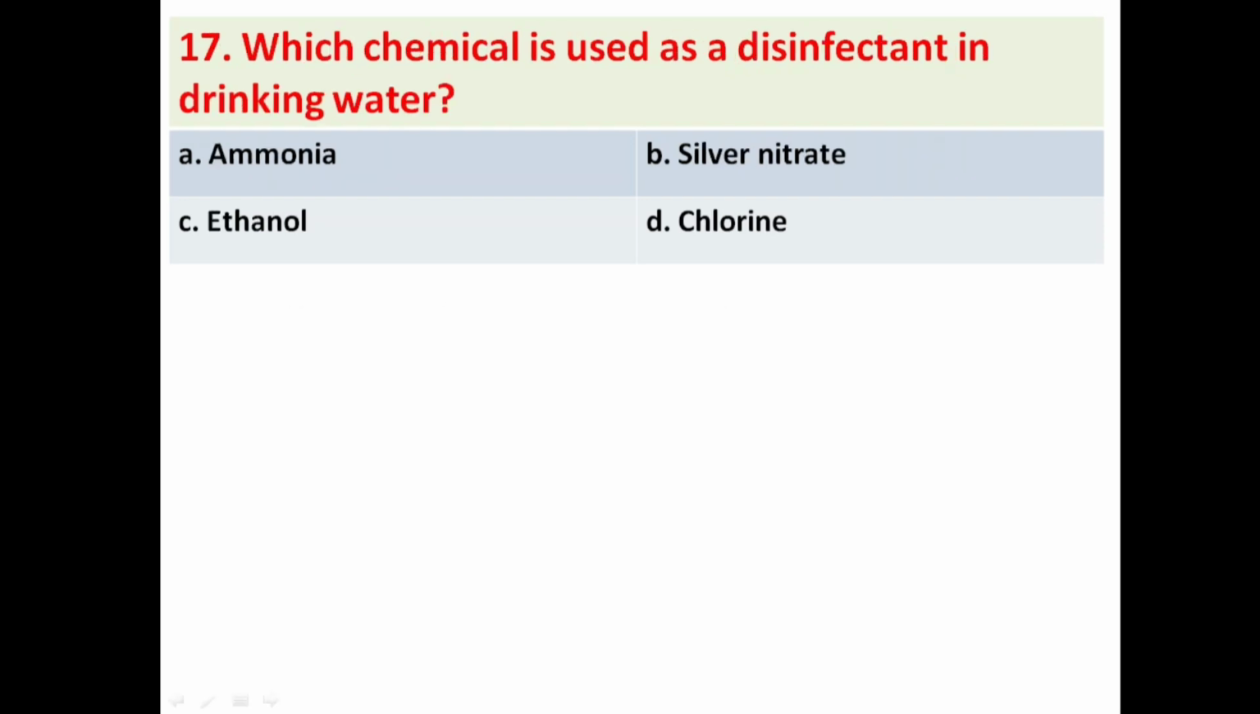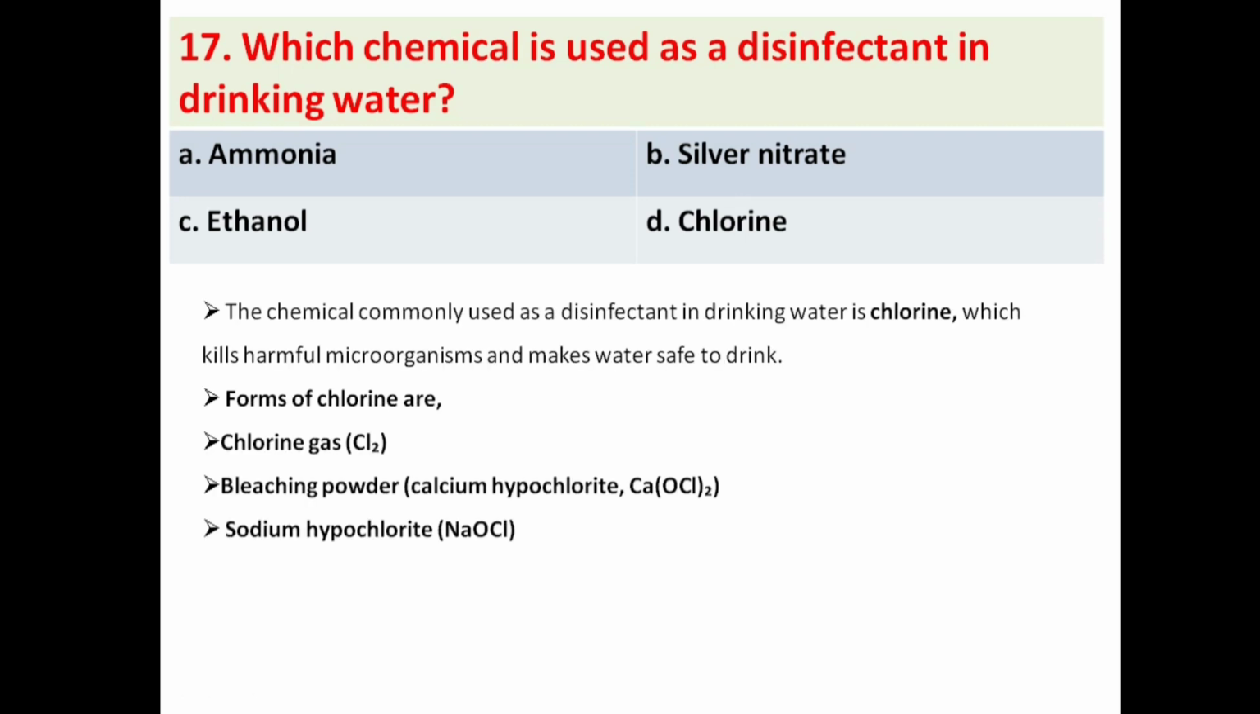Next question, which chemical is used as a disinfectant in drinking water? Option A, ammonia, B, silver nitrate, C, ethanol, D, chlorine. The chemical commonly used as a disinfectant in drinking water is chlorine, which kills harmful microorganisms and makes water safe to drink.